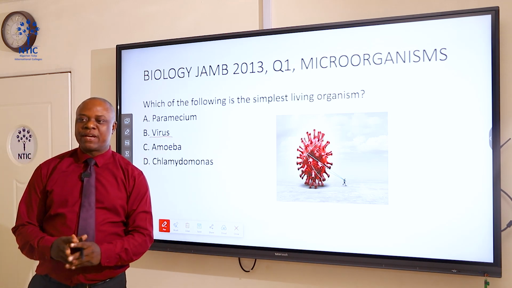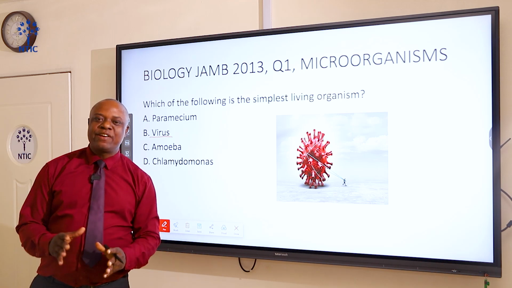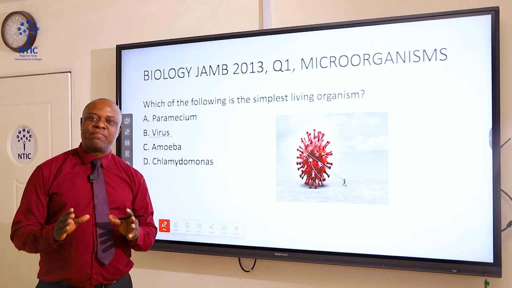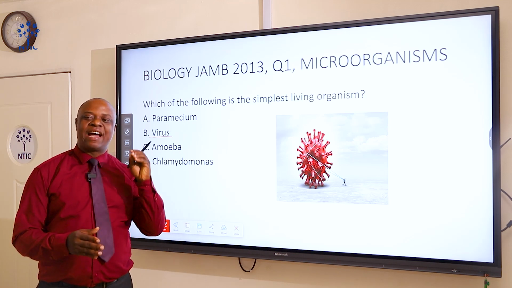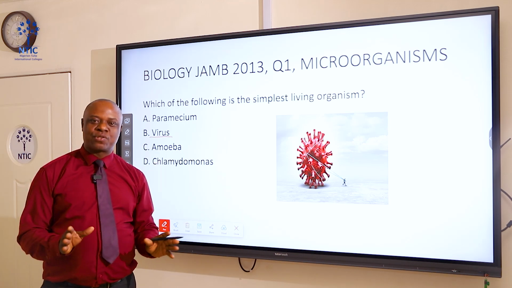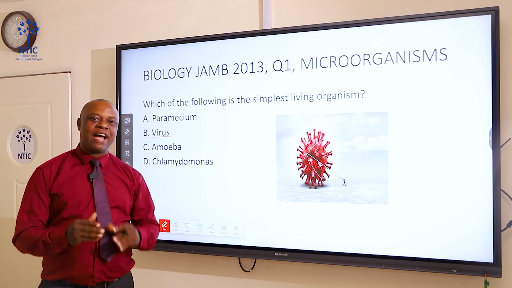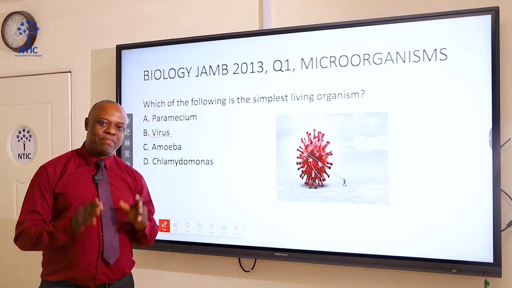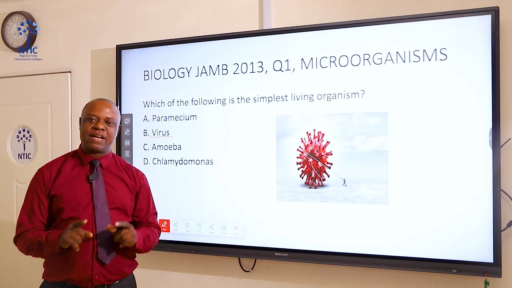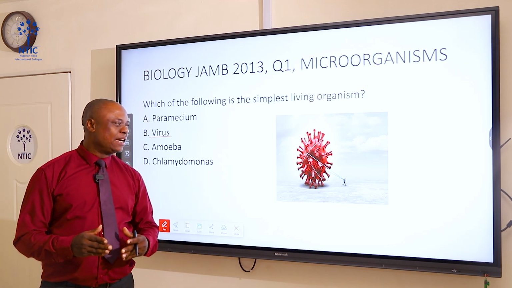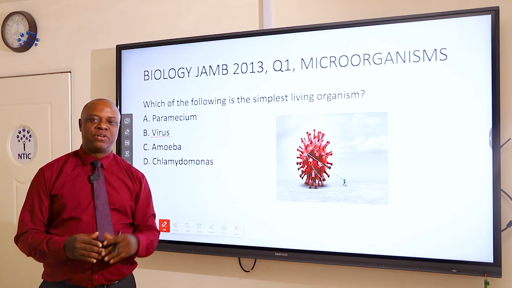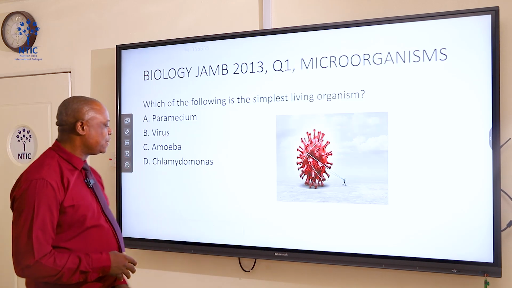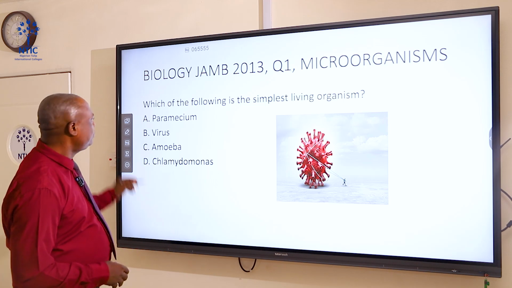And why do we pick the virus? Because the virus is too tiny to be seen even with the normal microscope, except you use a highly sophisticated microscope, which is the electron microscope. We know bacteria are so small also, but viruses are simpler and smaller than bacteria. That's why the virus can pass through a bacterial filter. Now we go to question number 2.